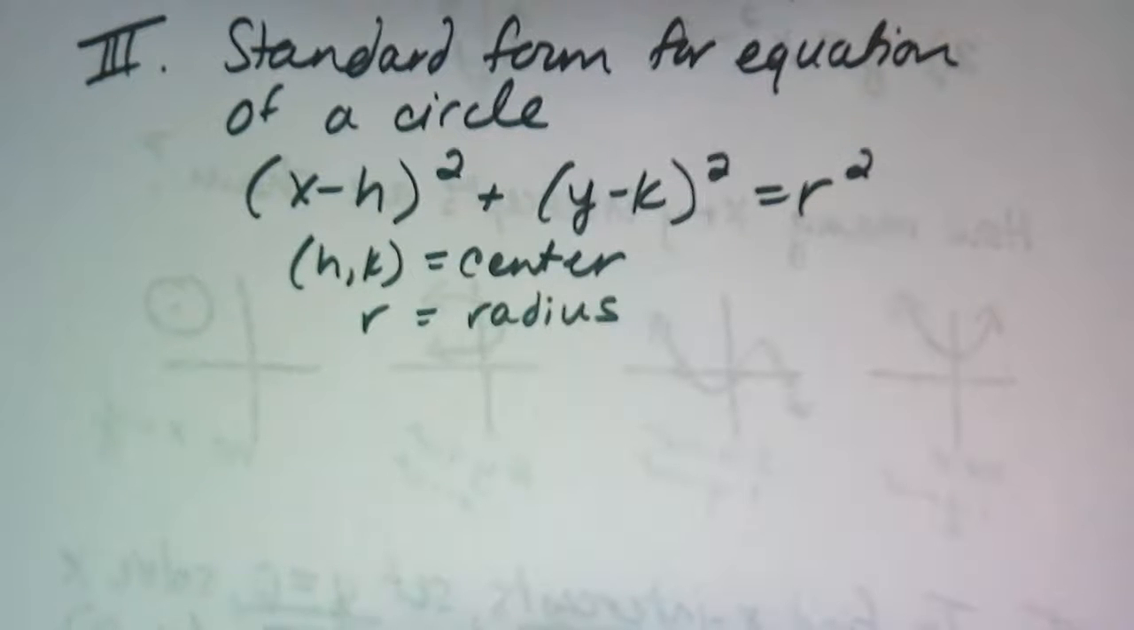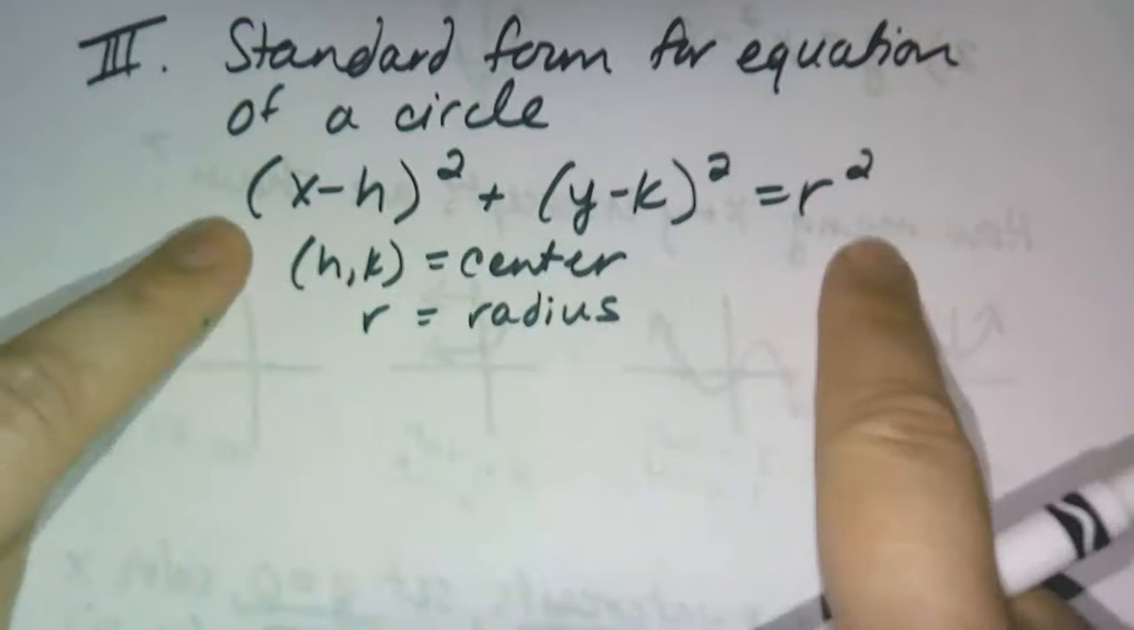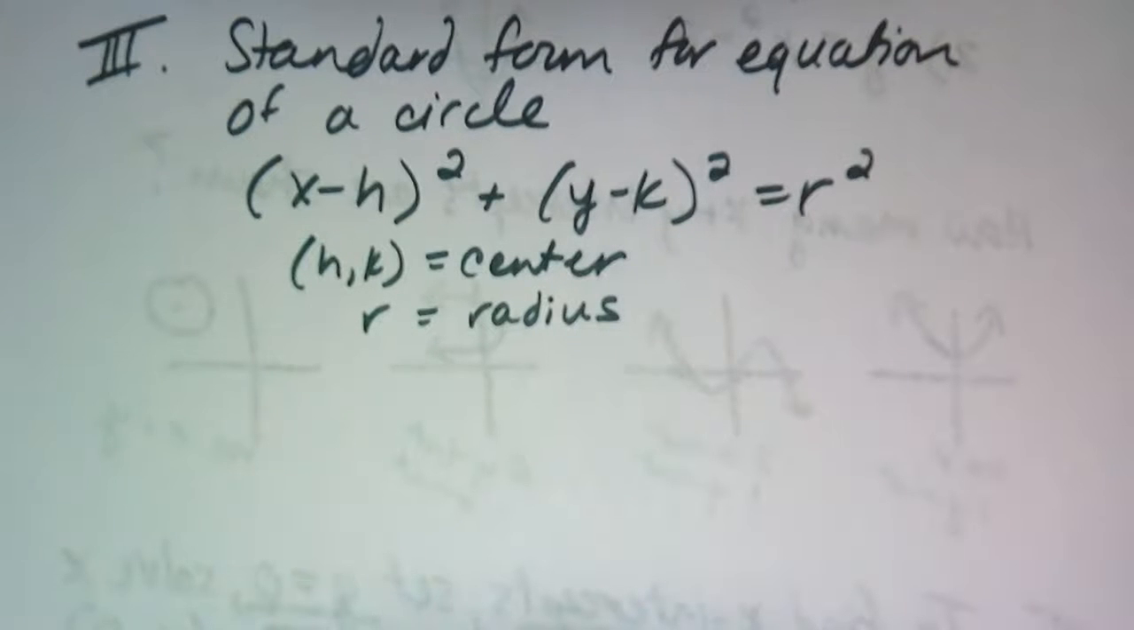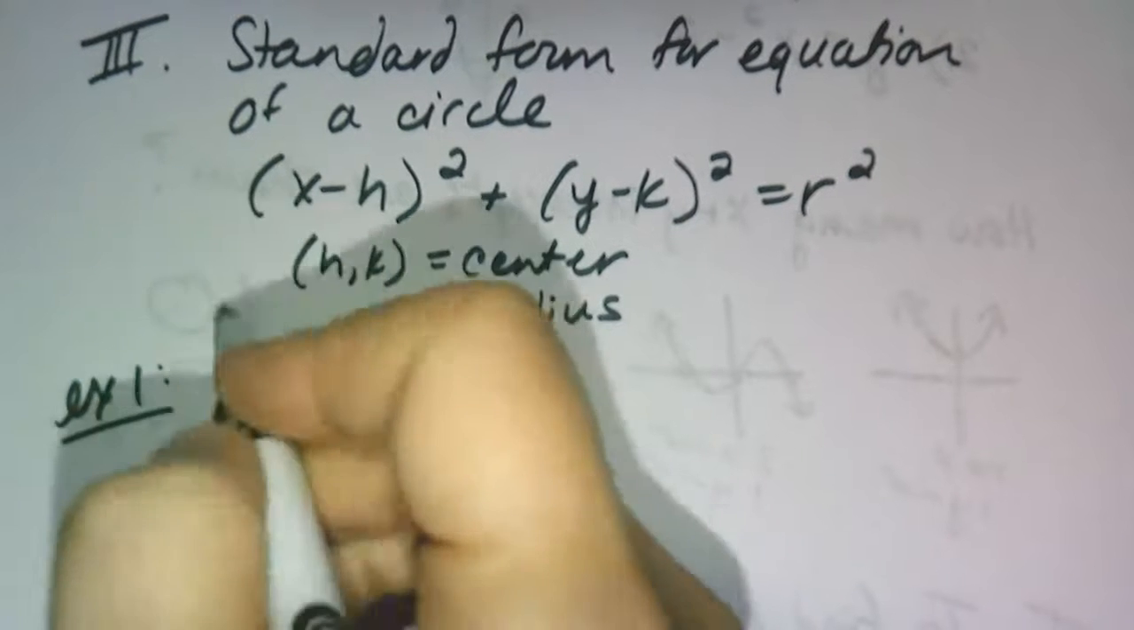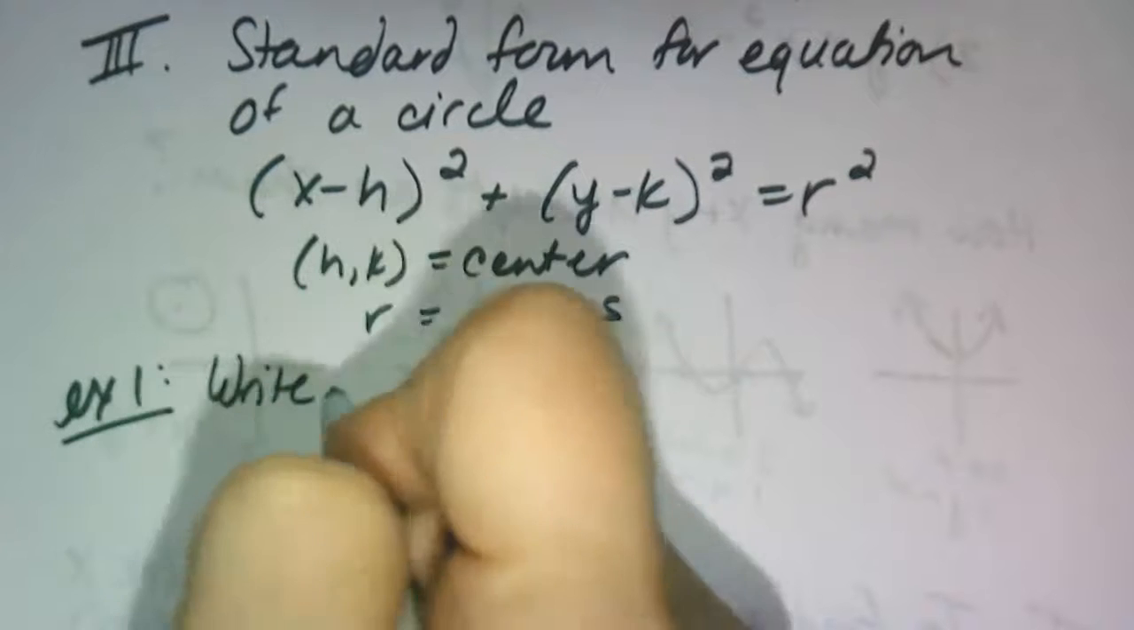You need to be careful on the directions tonight, how they ask you. They're going to ask you to write it in general form, or they're going to write it in standard form. Standard form, leave it like this. General form, we're going to have to do a little bit of foiling. Okay. And I will give you one example right now.